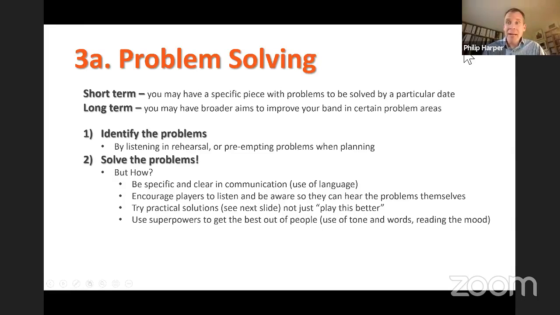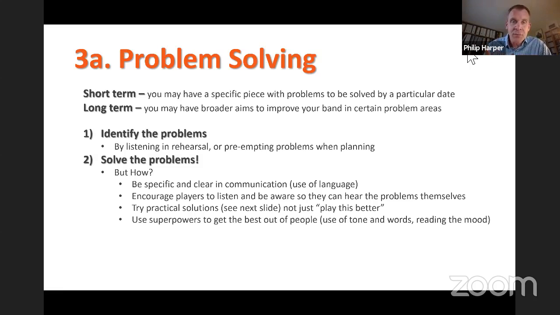Use your superpowers to get the best out of people. These are what I called earlier the Jedi mind tricks, your people powers, how you relate to people. It may be that problems can be solved by using a particular tone or particular words with a particular person, which might be inappropriate to use with someone else just because of the type of person they are. And also you have to be aware, as the conductor, of what the mood in the room is.